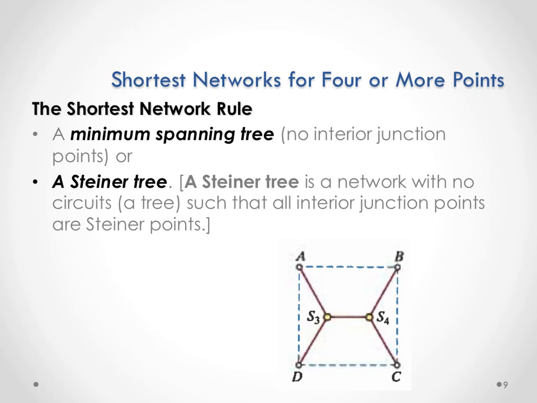So just to recap: if you were looking for the shortest network, you have 2 choices. You could either go with the minimum spanning tree, which has no interior junction points. It's all on the graph that you created. Or you could do a Steiner tree. A Steiner tree is going to be something that is created based on leaving the original graph. It does have interior junction points.